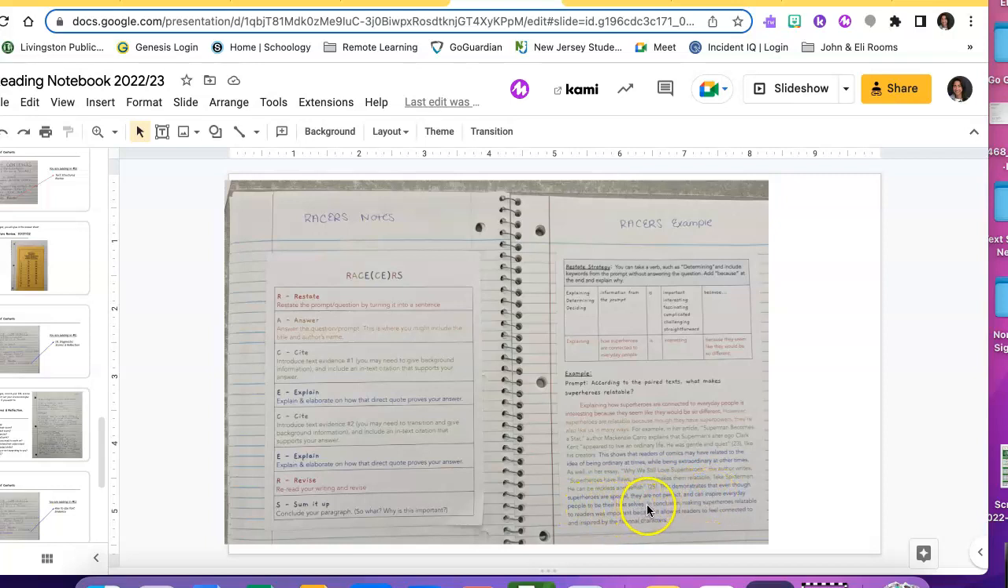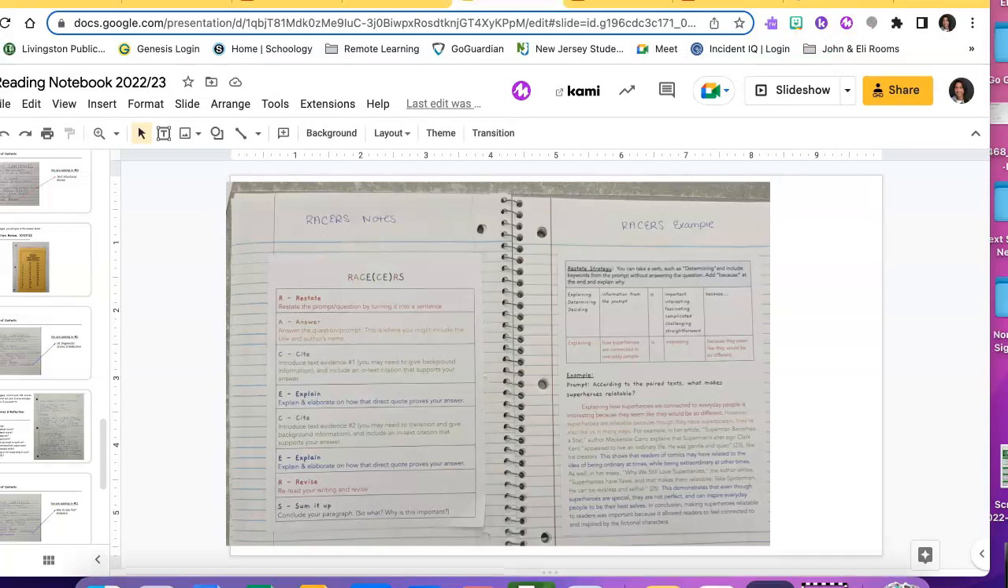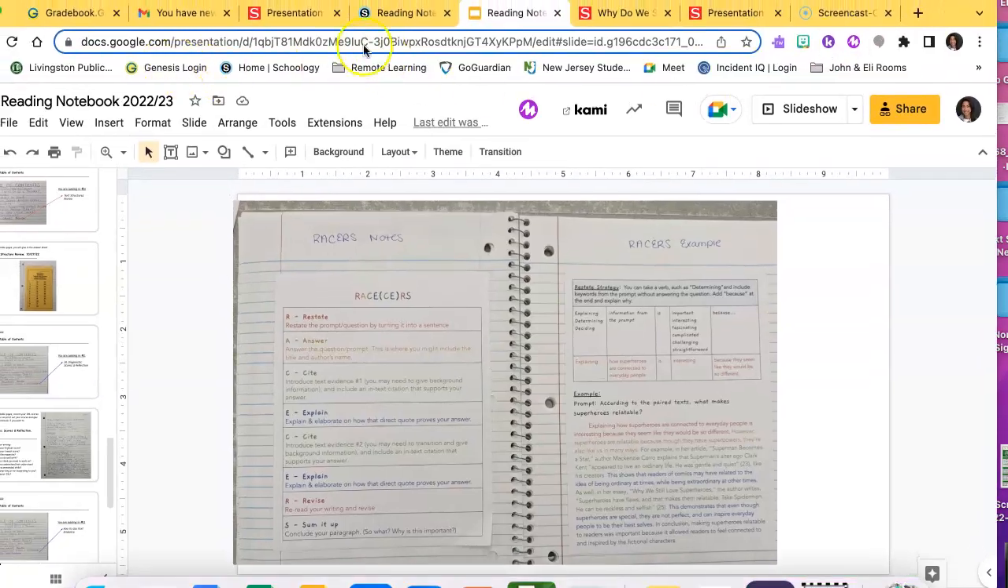So lastly, my conclusion, why is this important? In conclusion, making superheroes relatable to readers was important because it allowed readers to feel connected and inspired by the fictional characters, which is what I wrote about in my racers. So you can always look back at that example if you need help.